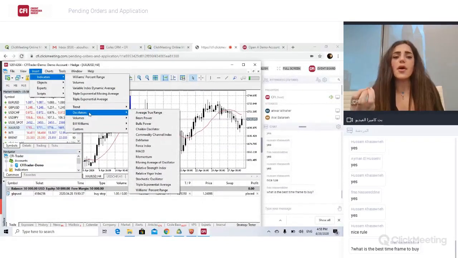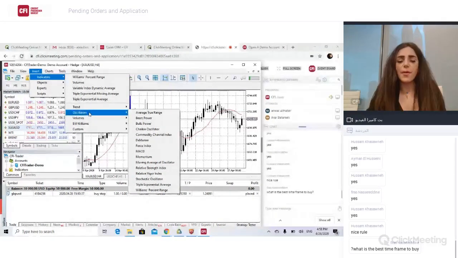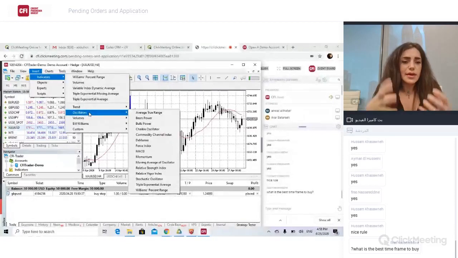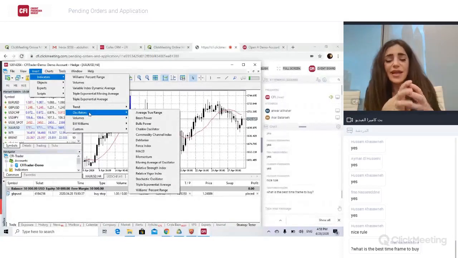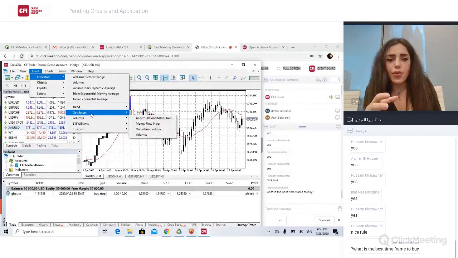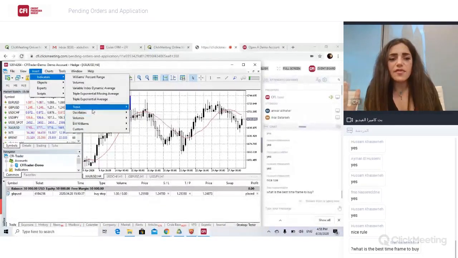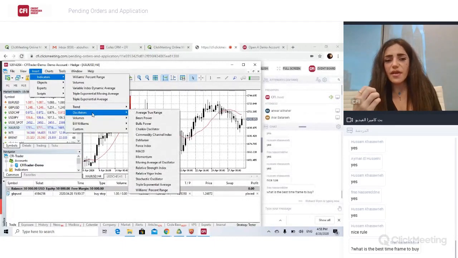Oscillators measure how many buyers and sellers there are in the market. The word is oscillator, but it's like the density of the buyers and sellers, okay? This is very important. While the volume is usually just the number of people that are buying and selling, usually the oscillator is a bit more indicative.